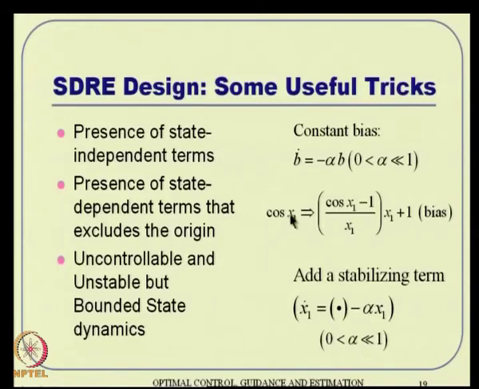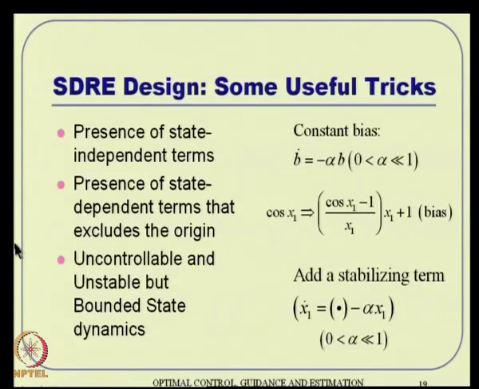Okay. Now, extending these ideas a little further, suppose you have this cos x form in the system dynamics. We know that when x1 goes to 0, cos 0 is 1, which is not 0. So, what do you do about that? You can do this manipulation: (cos x1 minus 1) divided by x1, into x1. If you see that, when x1 goes to 0, this is 1 minus 1, which is 0, and you have a 0 by 0 form, which is a finite number, so it's not very bad that way. Then you have this plus 1, which can be interpreted as a bias term, and hence it can be handled this way actually.